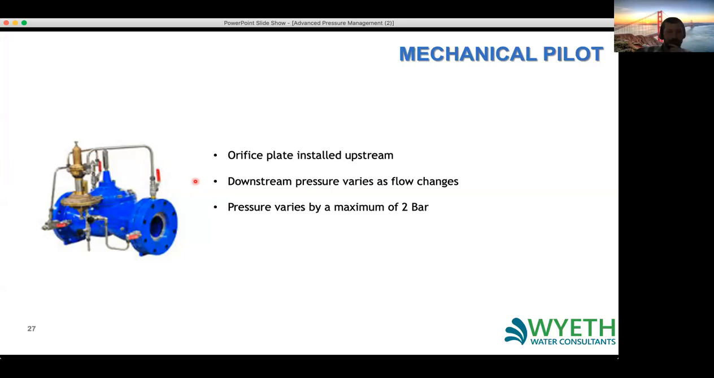So one of the big benefits for this control is you don't need a flow meter because it's just working off of the head loss across the orifice to work out what flow changes are happening.